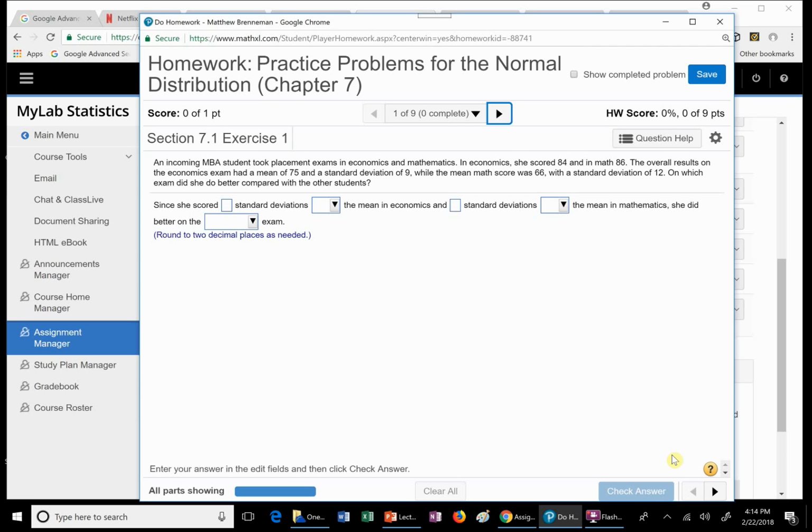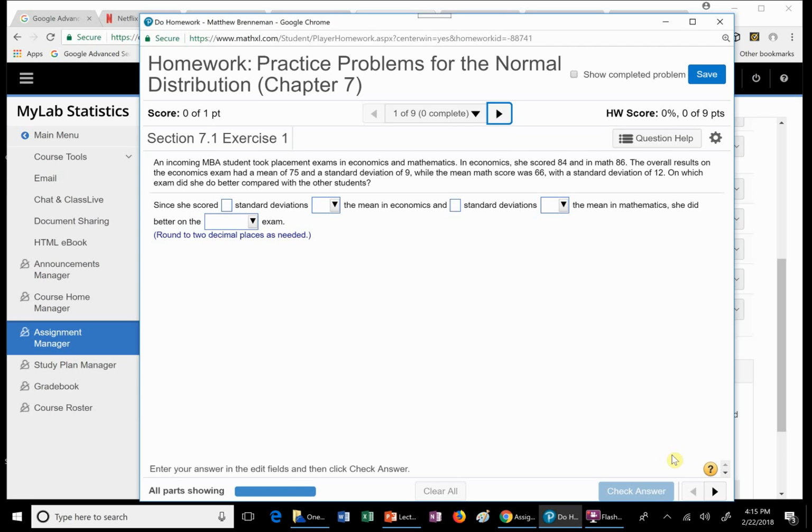So in my problem, she had an 84 in econ, 86 in math. In econ, the average was 75 and the standard deviation was 9. And in math, it was 66 and a standard deviation of 12. So remember how we compute the z-score. We take the data value, which is the score, subtract the mean, and then divide by the standard deviation. So it's telling us how many standard deviations above or below the mean.